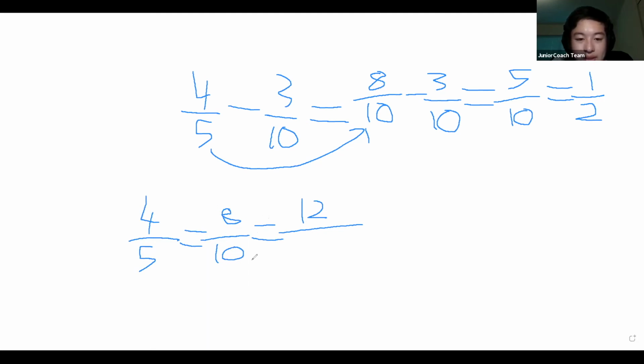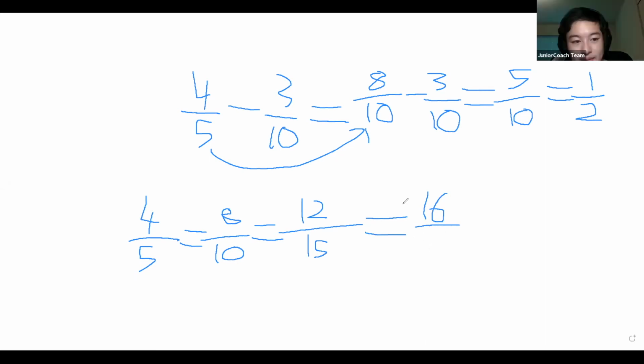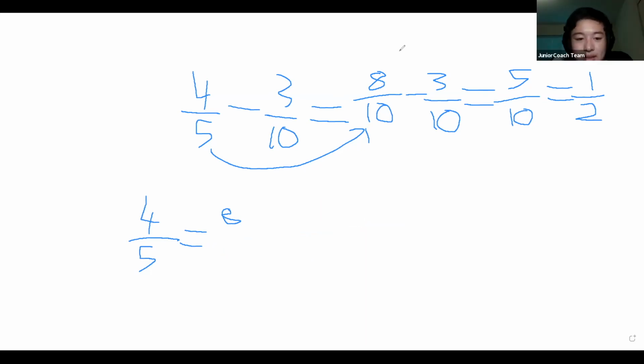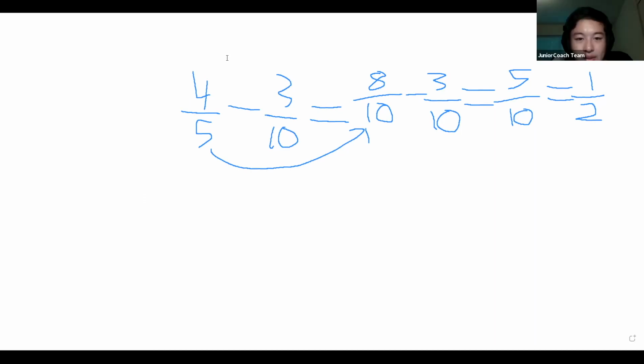4/5 would be equal to 8/10, which is equal to 12 over 15, and equal to 16 over what would that be? 20, right? So you see, if you multiply the top and bottom by the same thing, you get the same number. But if the bottom number is not the same, then you cannot do addition or subtraction. Because if you have just 4/5 minus 3/10, you can't really do it. You have to do 8/10 minus 3/10.